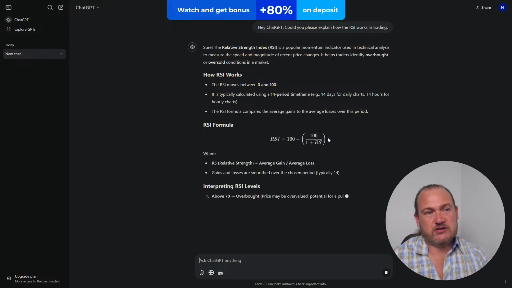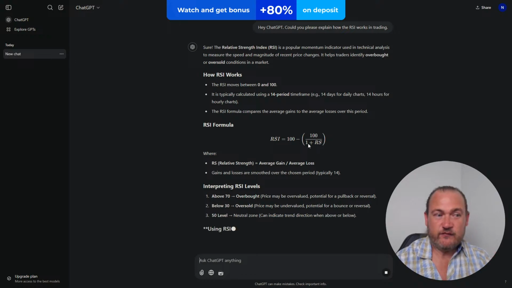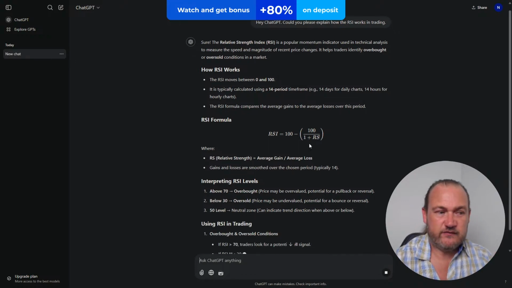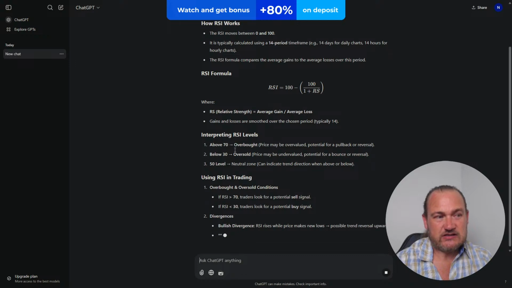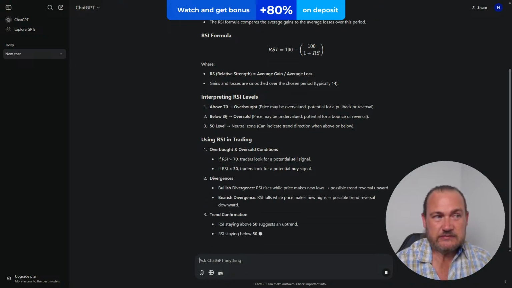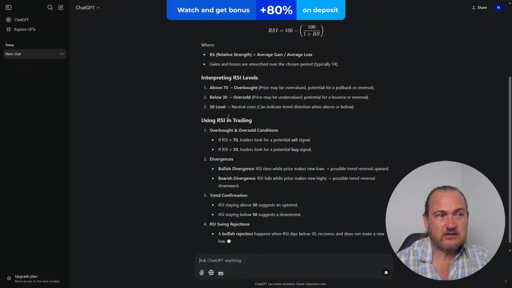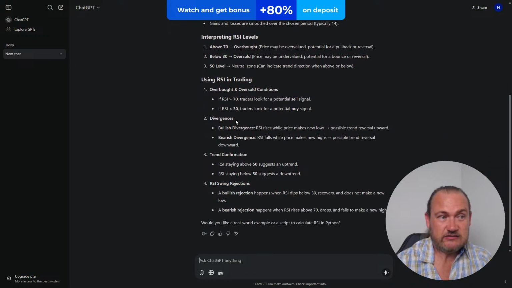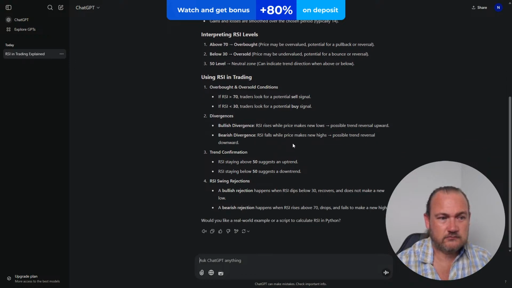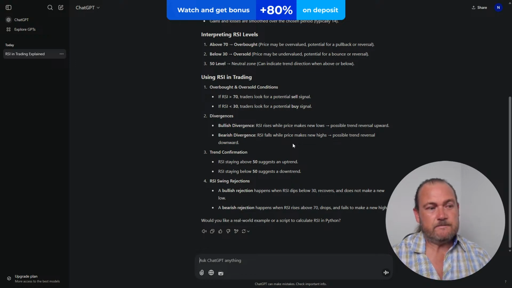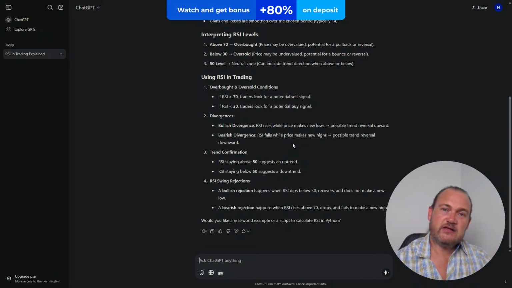So it's telling us how it works, what it does. It's showing us the formula or how it's calculated if you are into those things. It's giving us how to interpret RSI levels, how it can be used in trading. In a nutshell. And you can do this for any type of indicator.